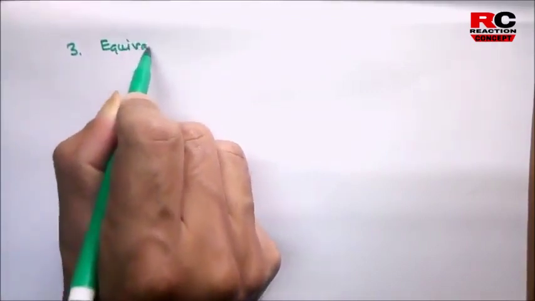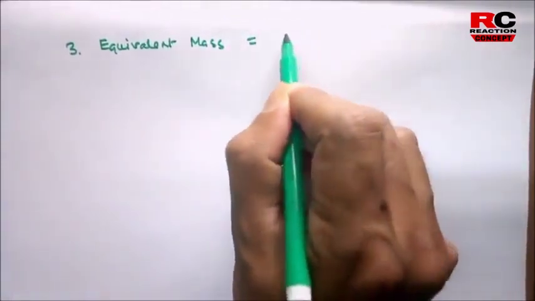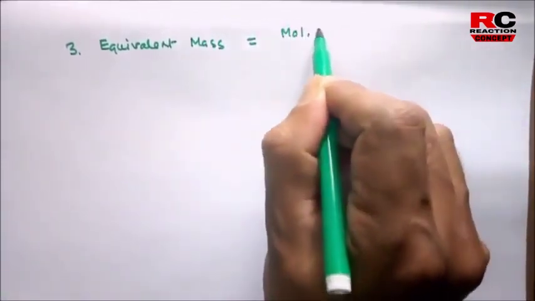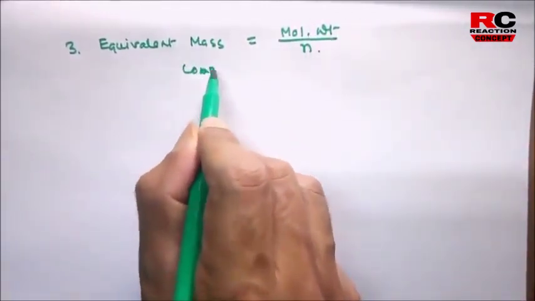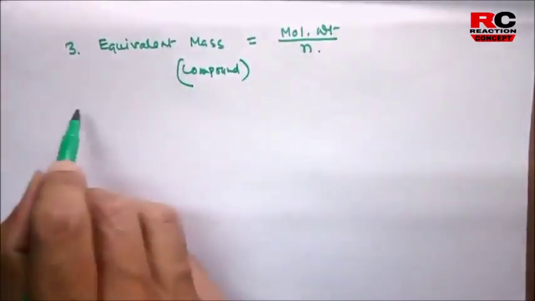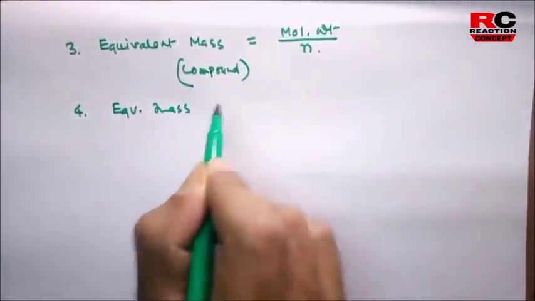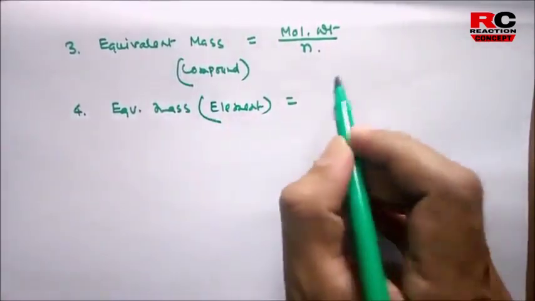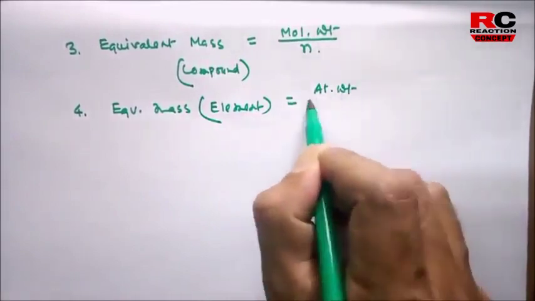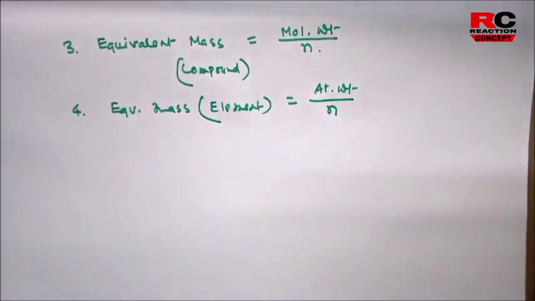Equivalent mass of a substance is equal to the molecular weight or gram molecular weight of the substance divided by valence factor for a compound. Similarly, equivalent mass of an element can be written as atomic weight divided by valence factor of the element. These four things you should know before starting the concentration expressions of solution.